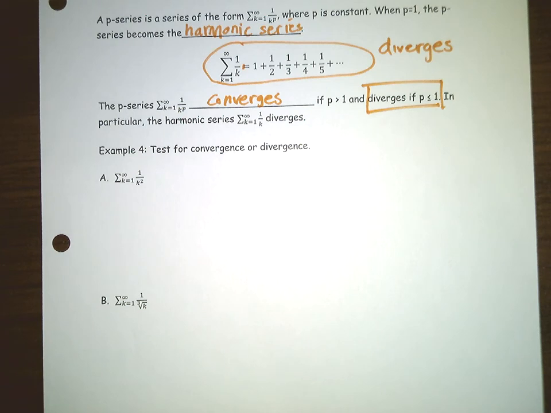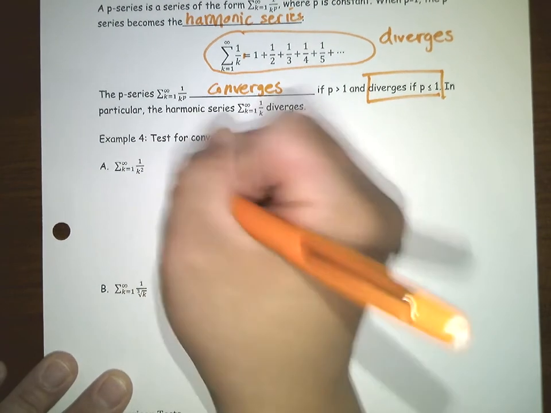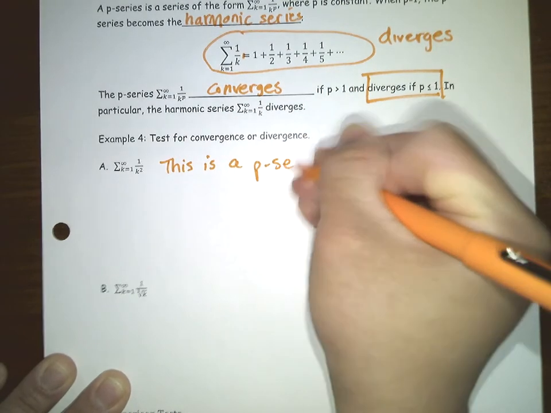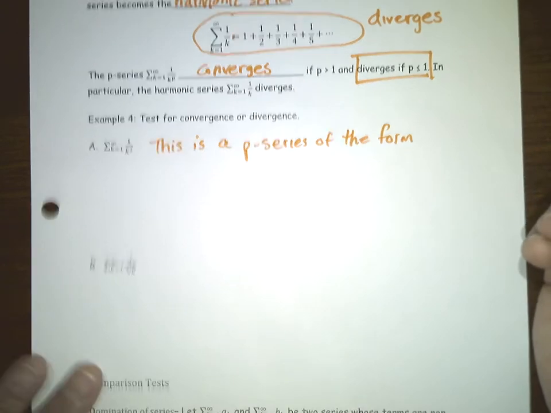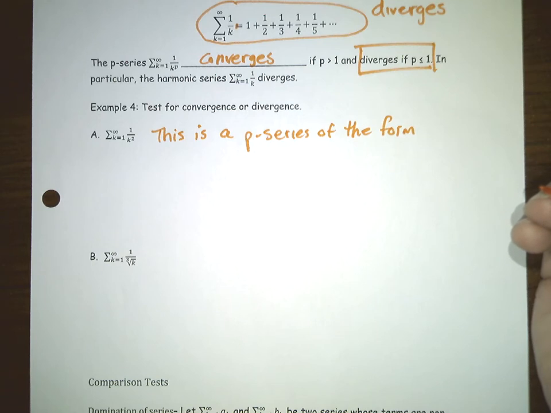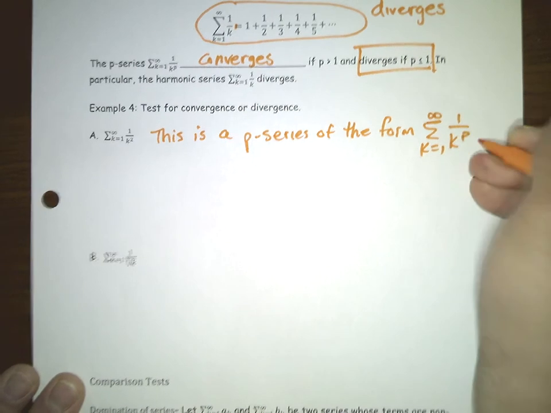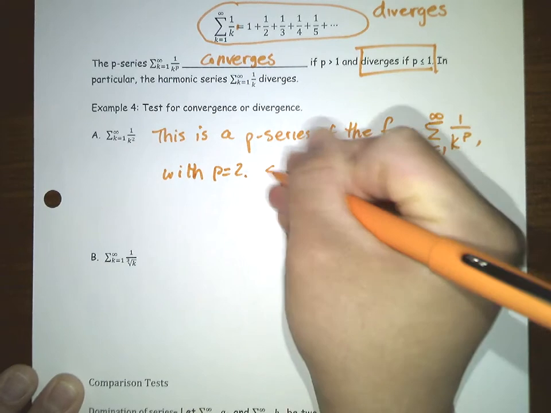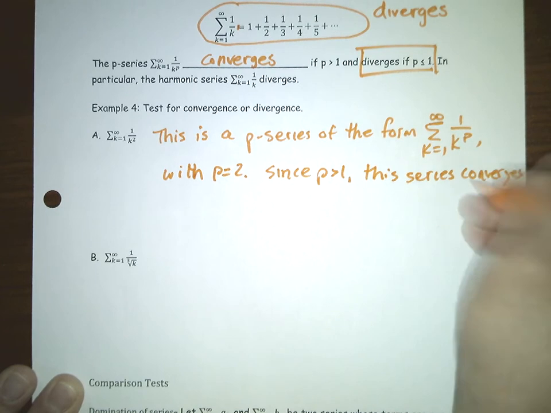So let's test each series here for convergence or divergence. The sum k equals 1 to infinity of 1 over k squared. This is a P series, and again, we're going to write it in the correct form, just like we did for all of the geometric series, to make sure that we're clear on what the series is, whether it's a P series or a telescoping or alternating or a geometric or whatever it might be. I want to make sure to write it in the correct form to identify it. So the sum k equals 1 to infinity of 1 over k to the p, with p equal to 2. And then since p is greater than 1, this series converges. All right, so this one converges.